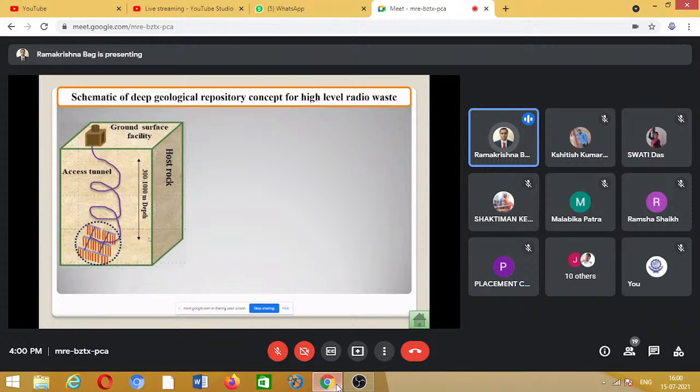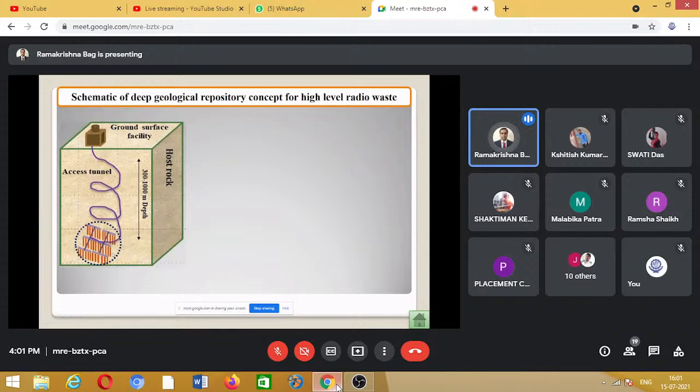So why is it called Deep Geological Repository? Deep means it is around 300 to 1000 meters deep. From the ground level, you can see in this schematic diagram, the top one is the ground surface facility, or where we human beings are staying, buildings, etc. Then a tunnel is created below the ground level inside a rock, and there the radioactive waste is disposed of in the form of trenches. You excavate the trench, place them, and cover it with soil. That soil is known as expansive soil or bentonite.